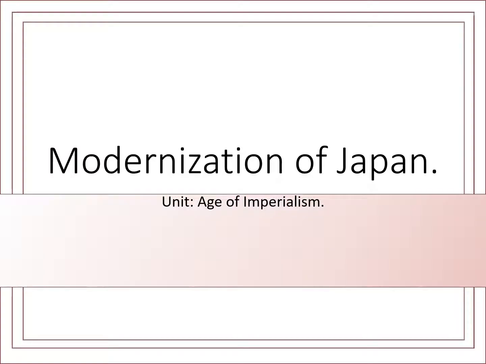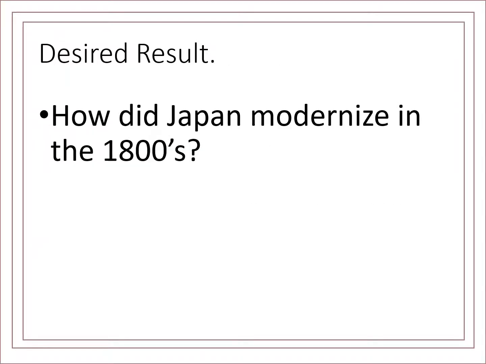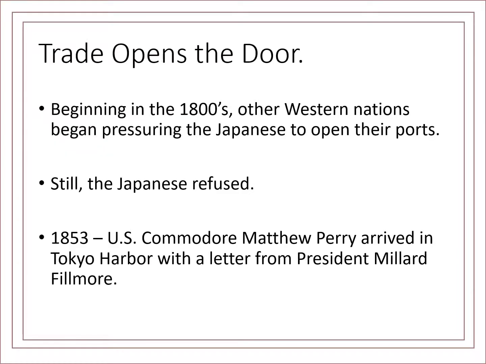This is Modernization of Japan, and this is for our unit, the Age of Imperialism. Our objectives and standards are to identify how Japan modernized and to explain the policies of imperialism enacted by Japan. Take a look at the standards too, please. Our desired result: how did Japan modernize in the 1800s?